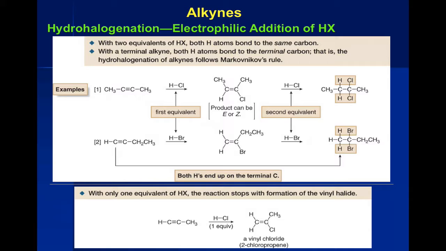that it stops here. But under most conditions, it's hard to control, and this ends up just adding again, and you get the geminal dihalide, or the geminal dibromide in this particular case. Why might this be difficult to stop? What do we know about HCl? Solid, liquid, or gas? It is a gas.